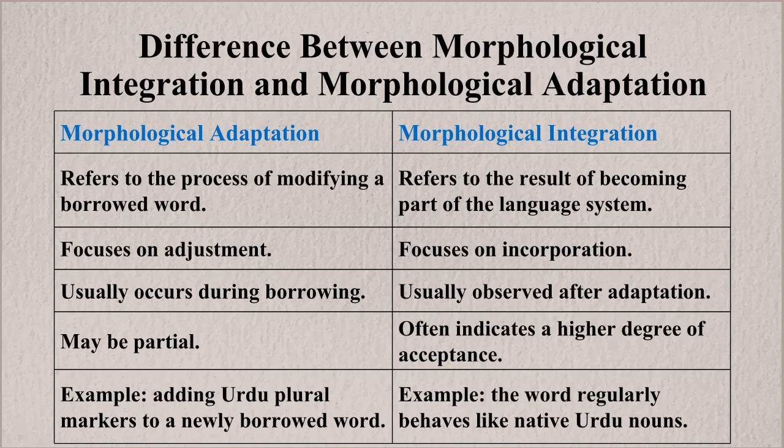On the contrary, morphological integration refers to the result after a borrowed word becomes part of the language system. It focuses on incorporation, meaning the word is fully accepted into the morphological system of the language. It is usually observed after adaptation has already taken place. At this stage, the borrowed word behaves like a native word, for example, when it regularly takes Urdu grammatical patterns just like native nouns.